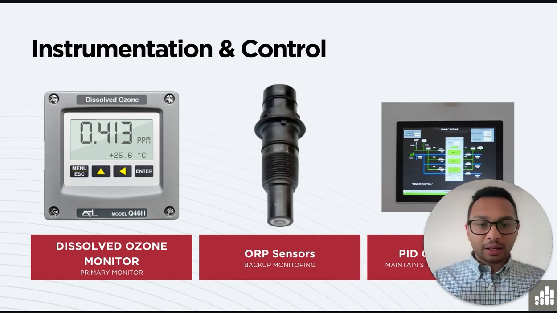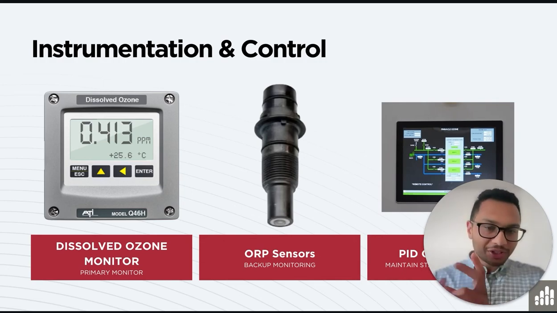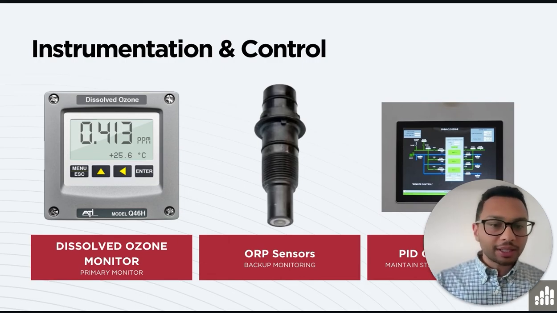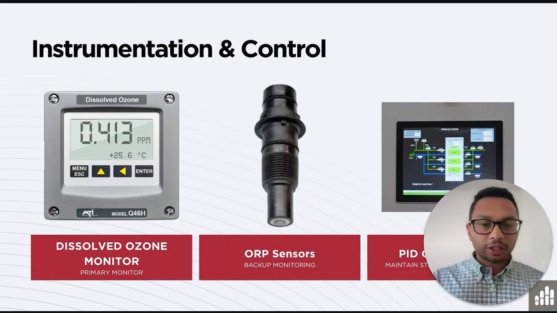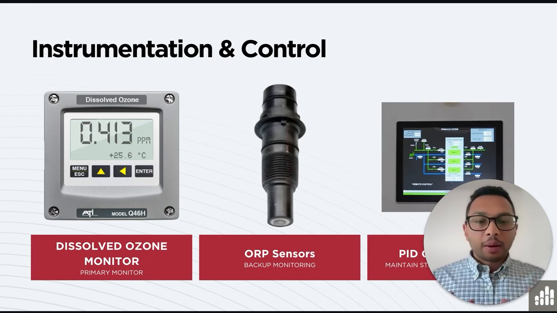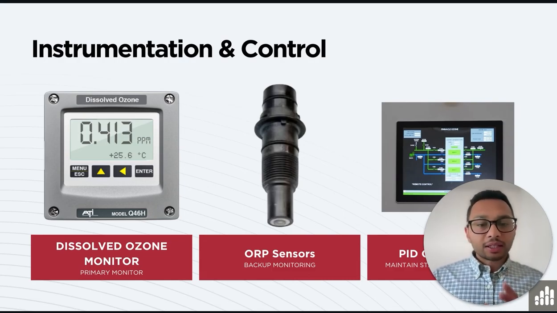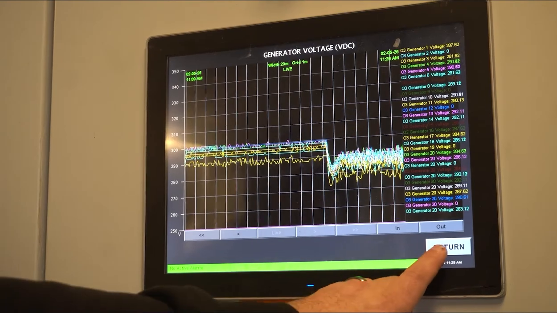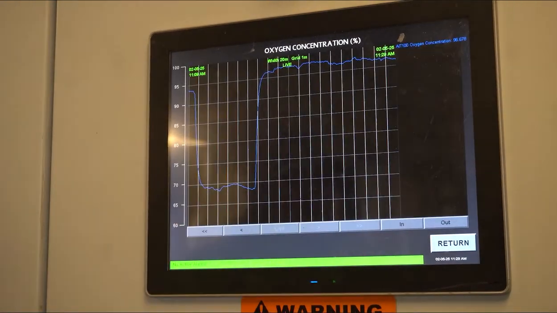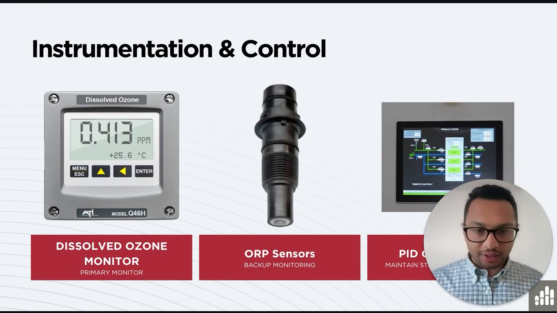All this data that we collect from the sensors and the monitors is passed into our PLC. Our PLC, just to give the nomenclature, is a programmable logic controller. This is what runs the system. If you want to think of it as the brain of the system, most of Pinnacle's systems use a PID control loop. This means that it's automatically adjusting the ozone output based on flow, temperature, and the parameters that have been put into the system.